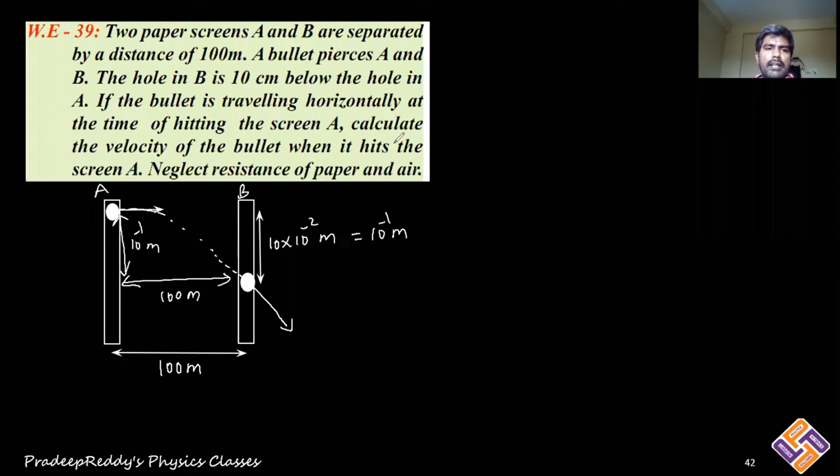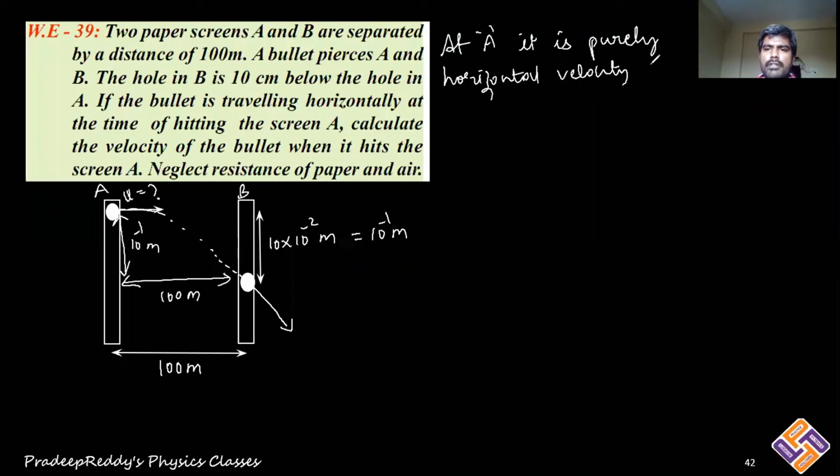You should now calculate the velocity of the bullet when it hits the screen A. So you want to find out the initial velocity at this position. In order to find the velocity at this position, that is the horizontal velocity which is coming here. So at A, it is purely horizontal velocity, which I am denoting with ux. Along the x-axis, the distance traveled x can be written as ux into time taken. It is the time of descent.